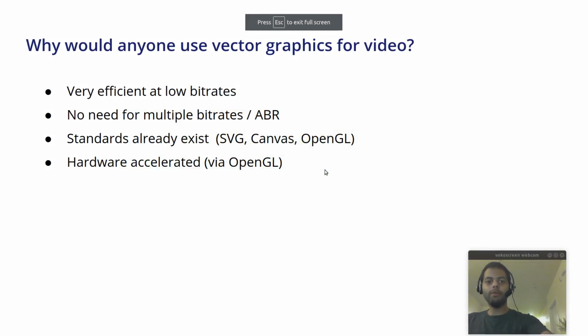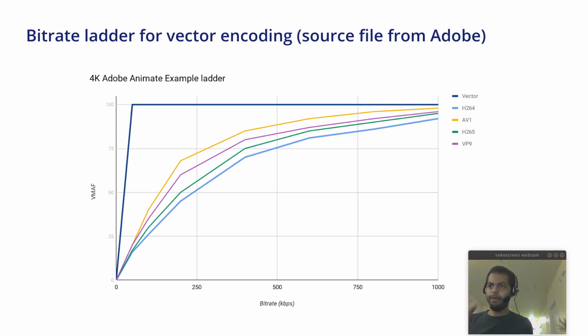That begs the question of why anyone would care about vector graphics video, and the answer is pretty simple. Vector graphics, especially if you have source files, say an Adobe source file, you can get stupid low bit rates for perfect quality. So imagine pixel perfect 8K video at 50 kbps. It's really hard to imagine raster graphics codecs like AV1 ever coming close to that level of efficiency.